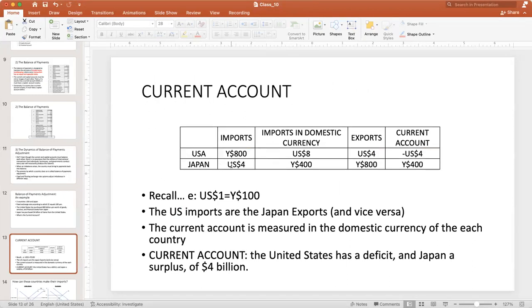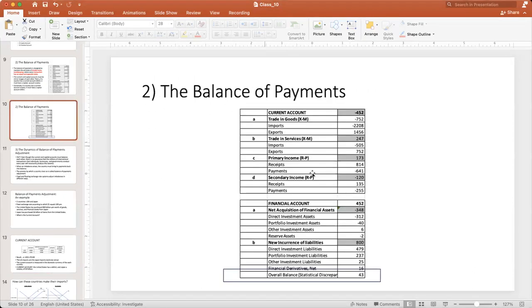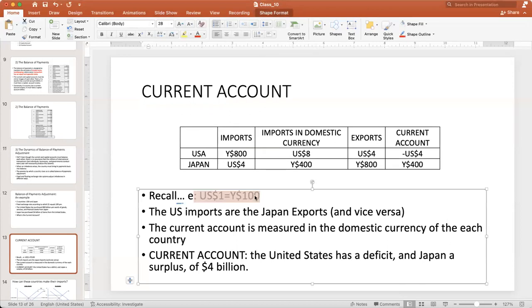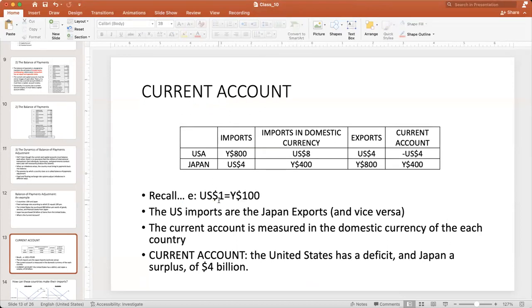However, remember that the current account is measured in your domestic currency. So we have to translate the imports made by the United States from yen to dollars, and we have to translate the 4 billion dollars made by Japan to yen. So we use the fixed exchange rate. So remember, $1 is equal to 100 yen.